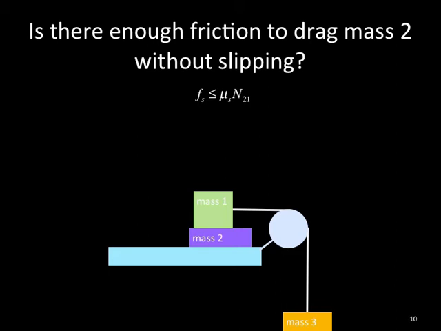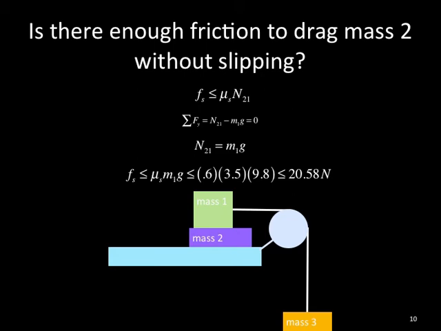Thinking about the y forces acting on M1, mass 1, back from our previous slide we had this equation, the normal force minus the weight was equal to 0. This tells us that the normal force we're looking for is just equal to M1 times g. And from here we can calculate the maximum static friction force. It would be mu s times M1 times g. Plugging numbers in, we'd get that the static friction has a maximum value of 20.58 newtons.